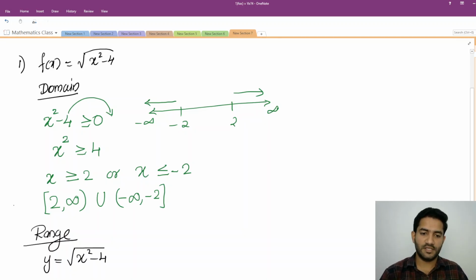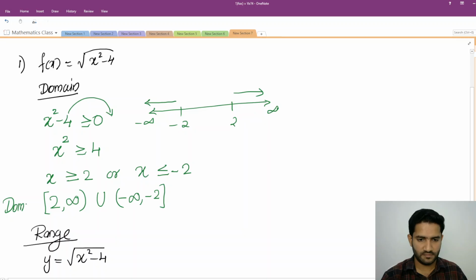So look at here, the domain. We know that the domain of this function is 2 to infinity union minus infinity to minus 2. That means domain is values of x. We can consider x belongs to this domain.